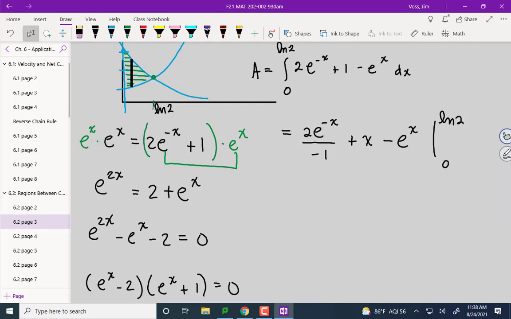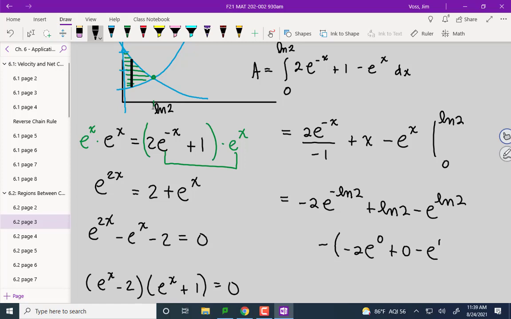Plug in our upper limit of integration. So we have negative 2 e to the, let's just do it slowly. We'll just plug it in first. And then we'll do the simplification in a minute. So I've just plugged in natural log of 2 for all the x's. And then we're going to subtract off this antiderivative evaluated at 0. So subtract off, and again, let's do it step by step. So this is negative 2 e to the 0 plus 0 minus e to the 0.